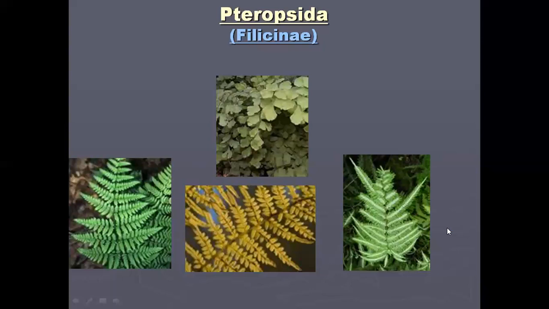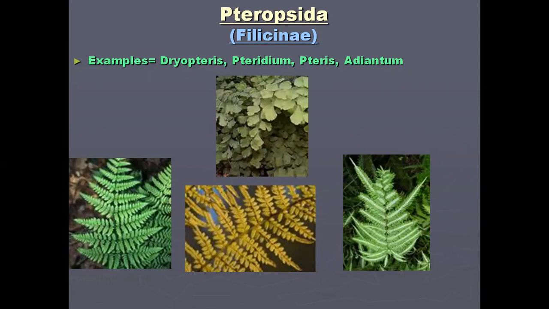Pteropsida. The first group that we will be studying is filicinae. Filicinae are generally ferns. Ferns are vascular plants, but they do not produce seeds. Ferns do not produce seeds, and they produce some kinds of spores only. Common examples of ferns are Dryopteris, Pteridium, Pteris, Adiantum. These are the common examples of ferns.